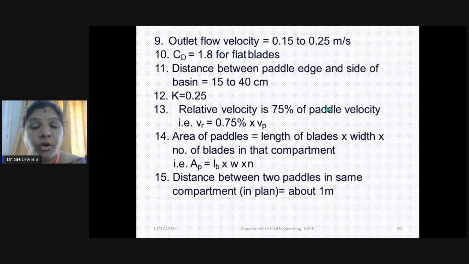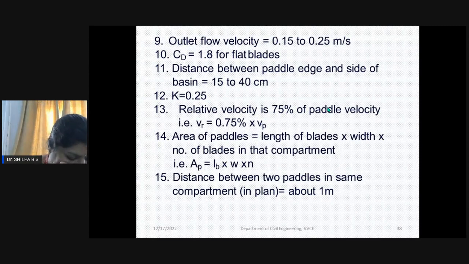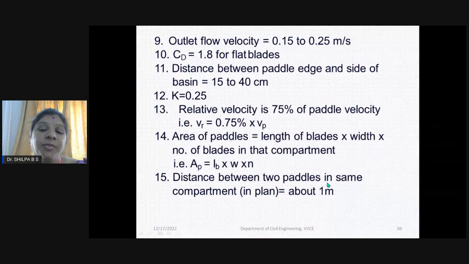Outlet velocity is 0.15 to 0.25, CD is 0.18 for flat blades, distance between the paddle edge and the side of the basin is 15 to 40 centimeters, and the K value is 0.25. Relative velocity is 75% of the paddle velocity, and the area of the paddles we can calculate based on the length of the blade, width, and the number of blades provided in that compartment. The distance between two paddles in the same compartment is about 1 meter.